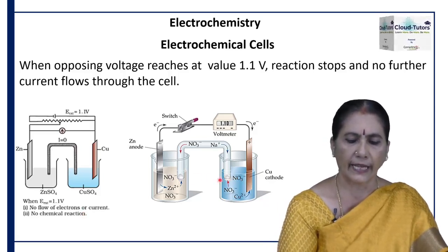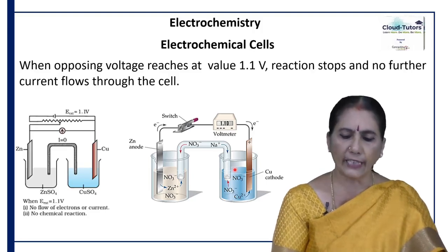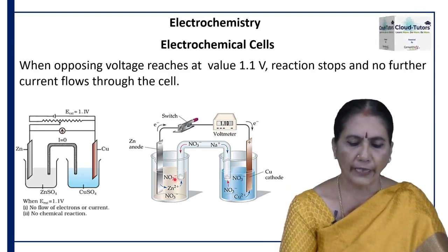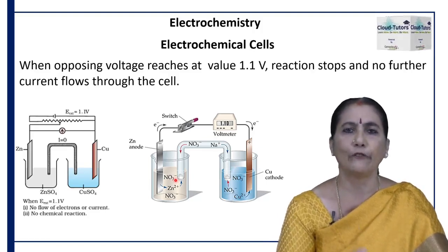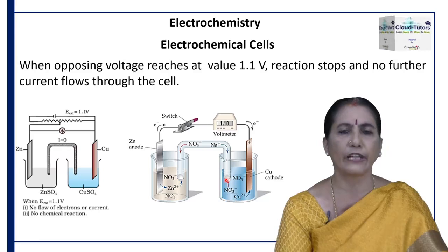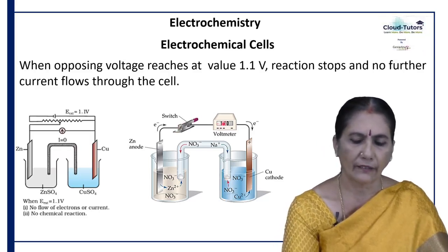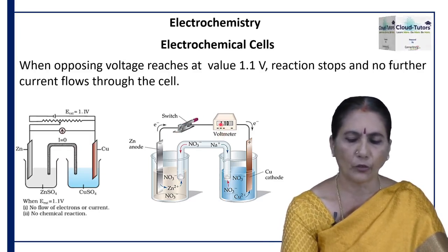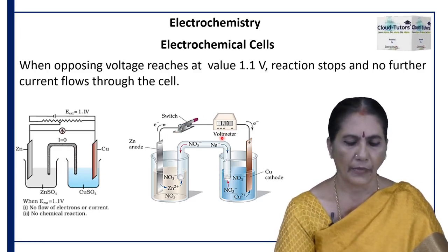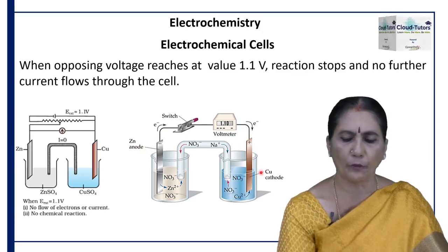This is another example of a galvanic cell. Here the solution does not involve sulfate ions, but involves nitrate ions, NO3 minus. You can see here 1.1 volt shown on the voltmeter, and the flow of electrons happening in the outer circuit from zinc to copper.